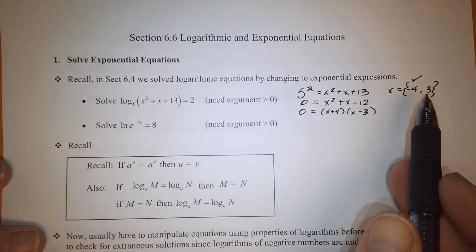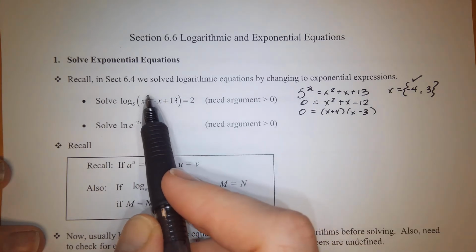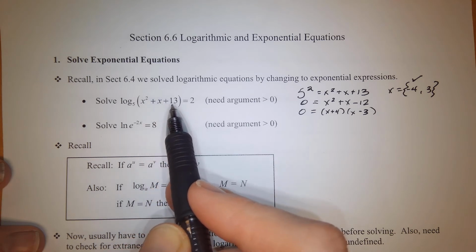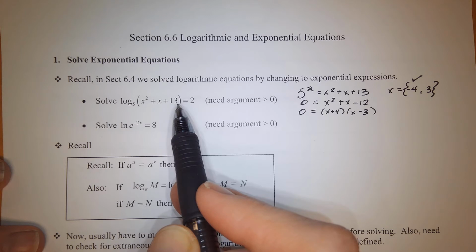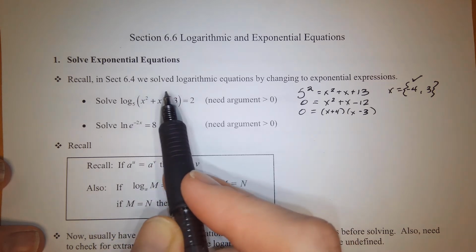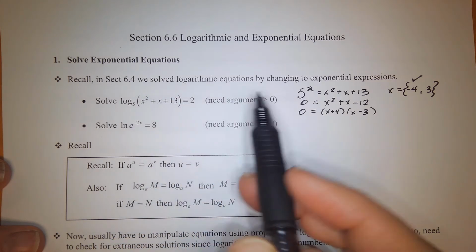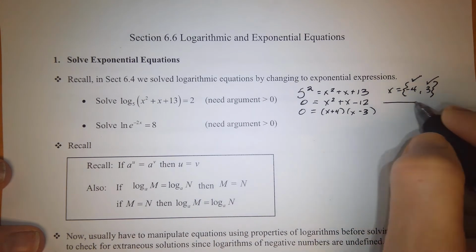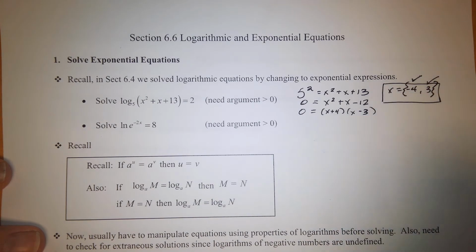Let's also check the answer 3. 3 squared is 9, plus 3 is 12, plus 13 is 25. Since this is a positive number, it also meets the domain, so that is also a solution. So both of these answers are part of my solution set.